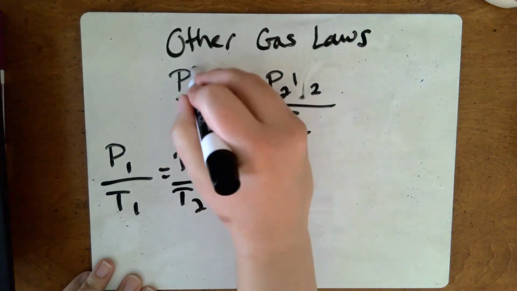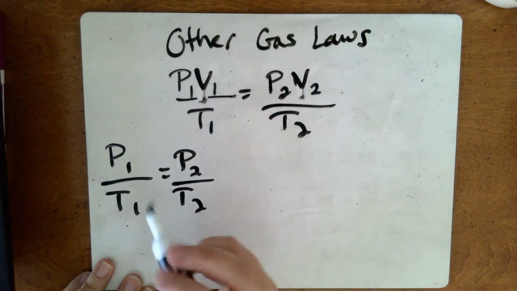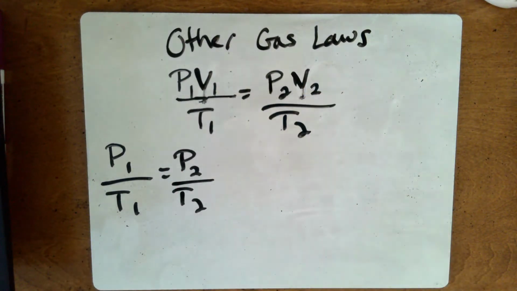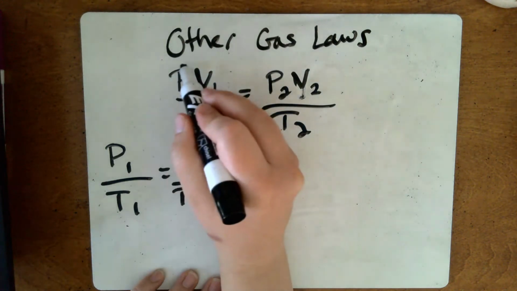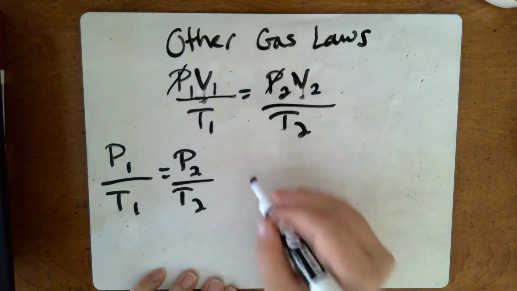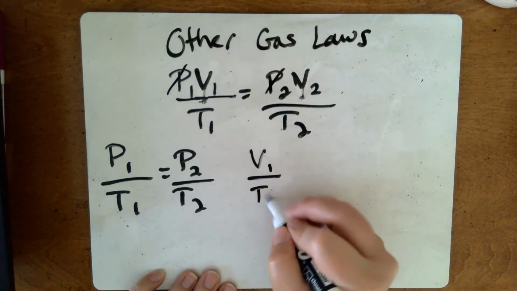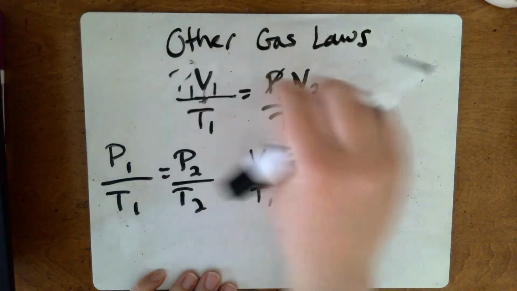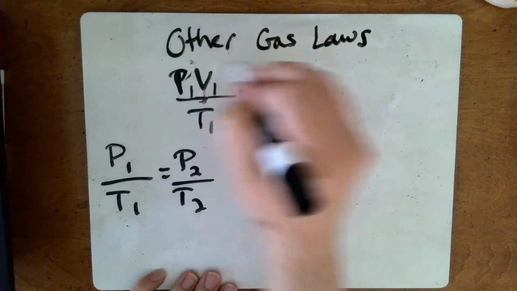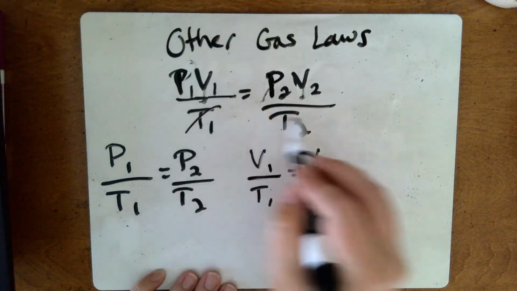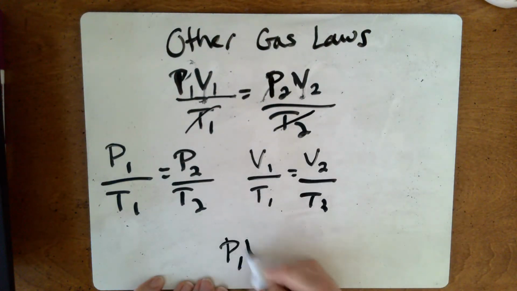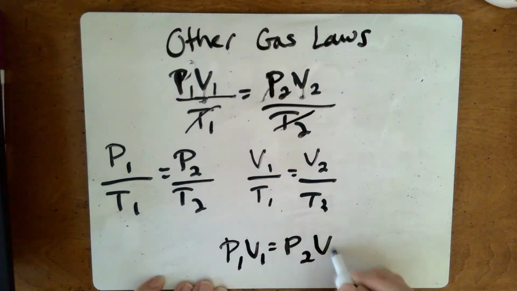Similarly, what if only the volume and temperature were changing? Like we talked about the balloon getting smaller in a cold garage or expanding when you heat it up. So if pressure stays constant, I could cancel out the pressure and I would get V1 over T1 equals V2 over T2. Okay. And finally, if temperature is staying constant, you probably see where this is going already, I could cross out the temperature and I would get P1 V1 equals P2 V2.